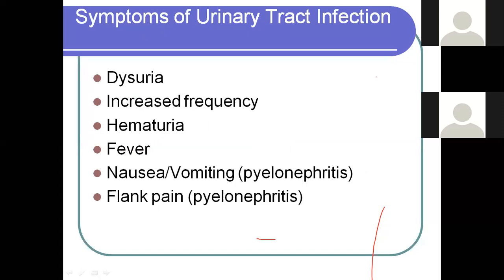Patient presents with complaints of burning micturition, dysuria, which is painful urination, increased frequency of urination, hematuria, which is the presence of blood in urine. Patient can have fever, nausea, vomiting, and also flank pain.